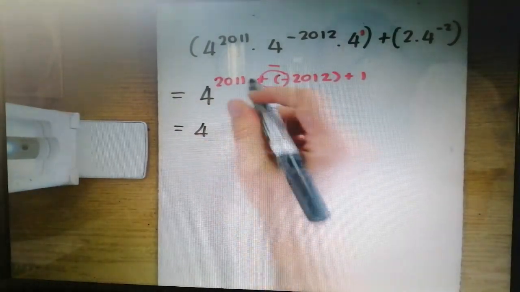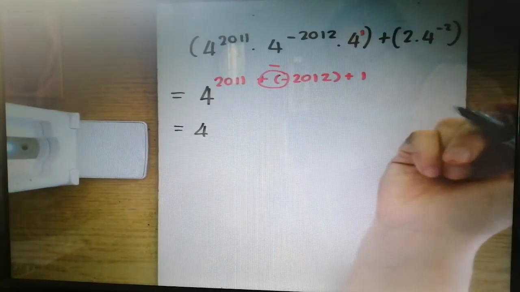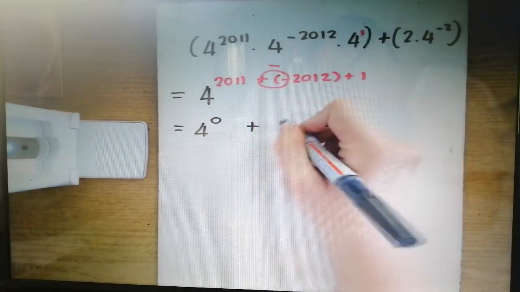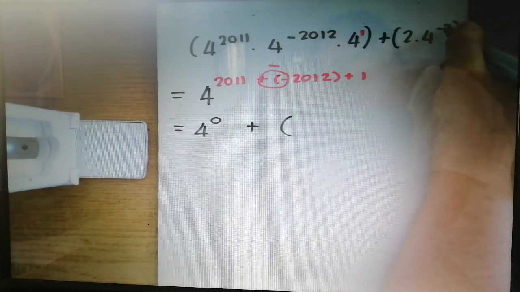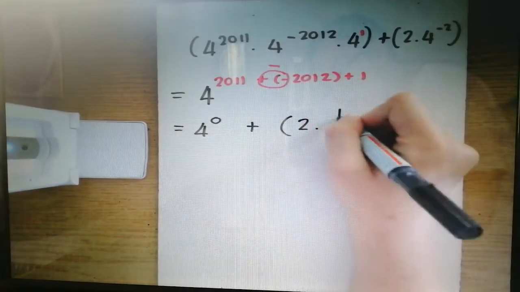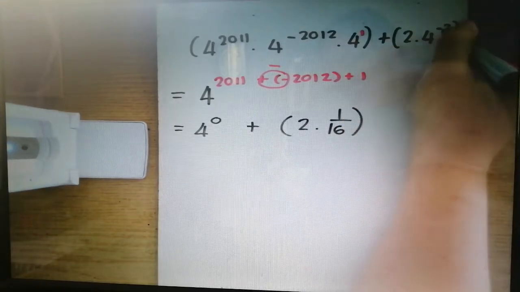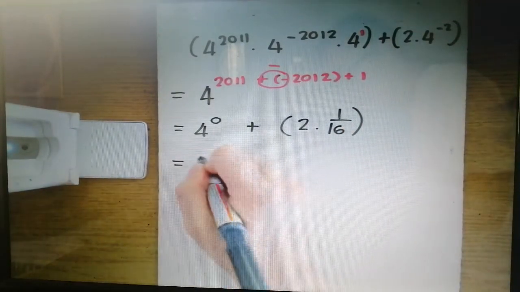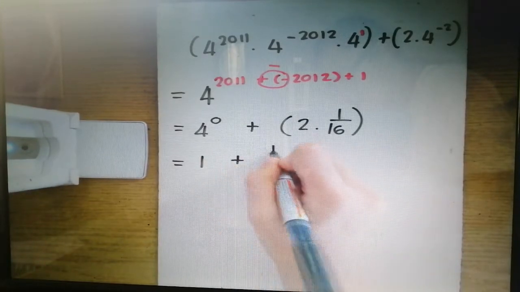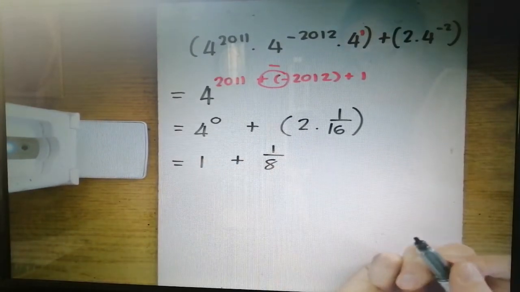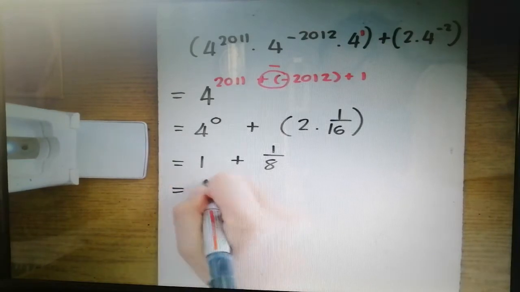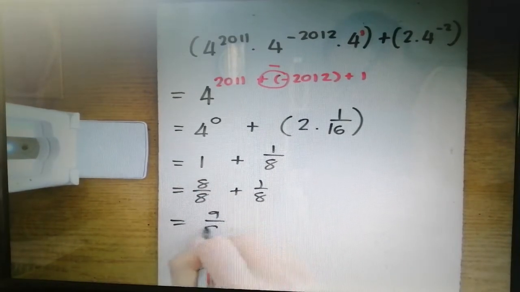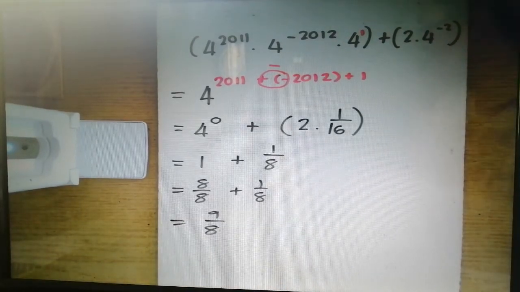So I have 4 to the power of 2011 minus 2012, which is just negative 1, and negative 1 plus 1 is 0, plus 2 times 4 to the negative 2. That is 2 times 1 over 16, because you take the 4 squared to the bottom, and this simply becomes 1 plus 1 over 8. If this is 8 over 8 plus 1 over 8, my answer is 9 over 8. And that is your final answer.